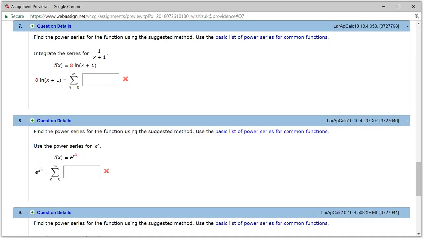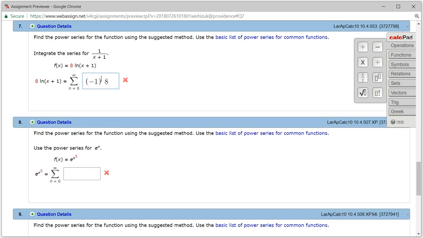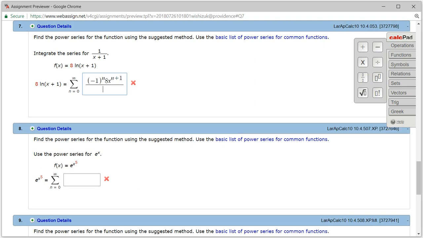So let's type it in. I guess we have to put that 8 inside here. So you're going to have negative 1 to the n times 8 times x to the n plus 1 over n plus 1.